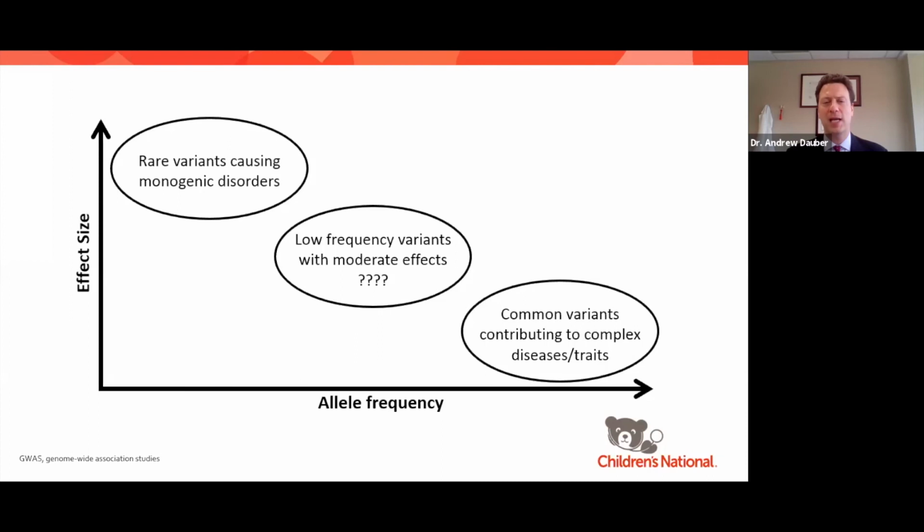So on our x-axis, you see allele frequency. And what that means is how common is this genetic variant within the population? Is this something that happened just in that one individual, in which case it's very, very rare? Is it in 1 in a million people? Or is this something that maybe half of us have, or 5 or 10% of us, in which case it's pretty common? And then on the y-axis is the effect size.